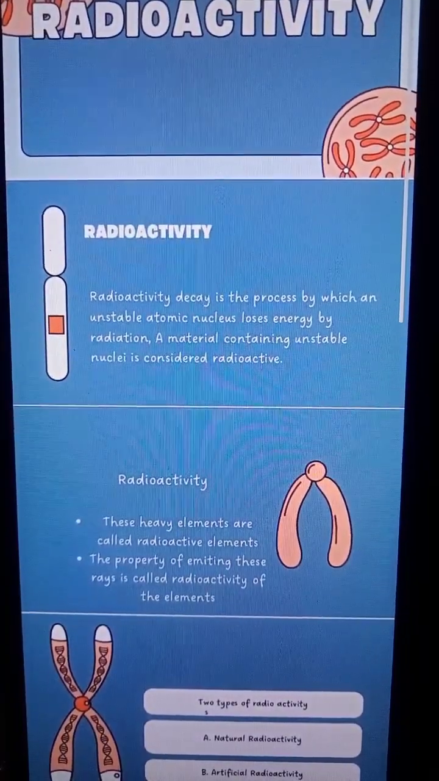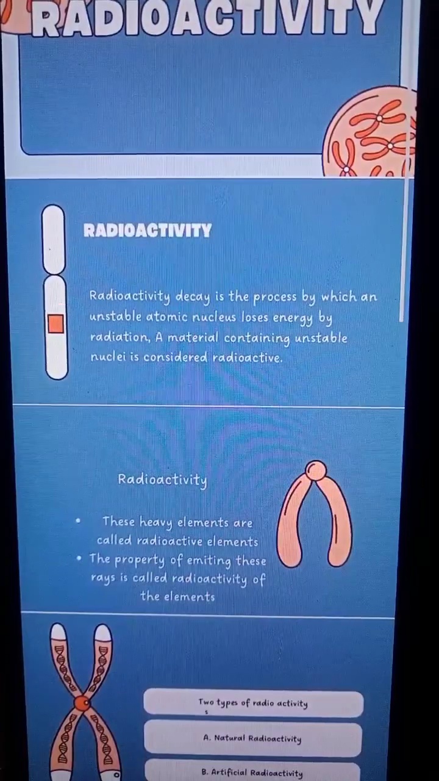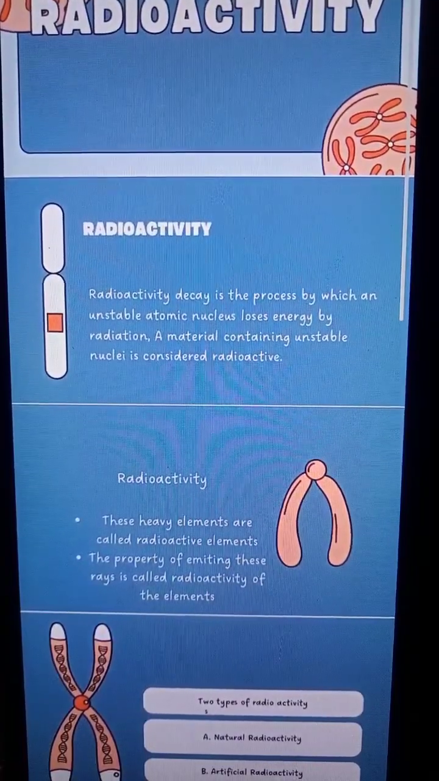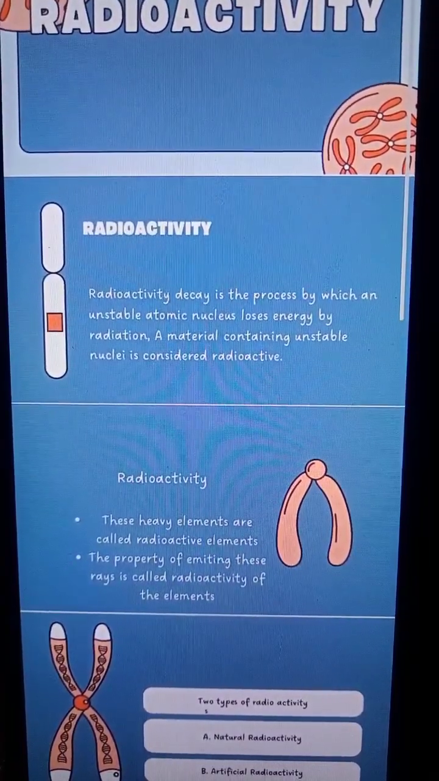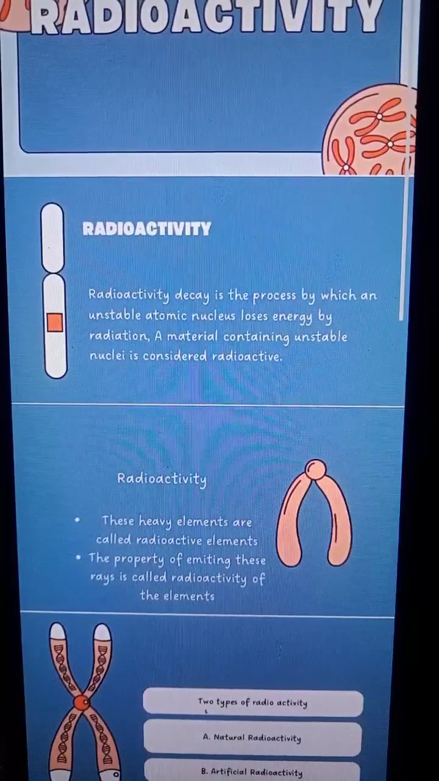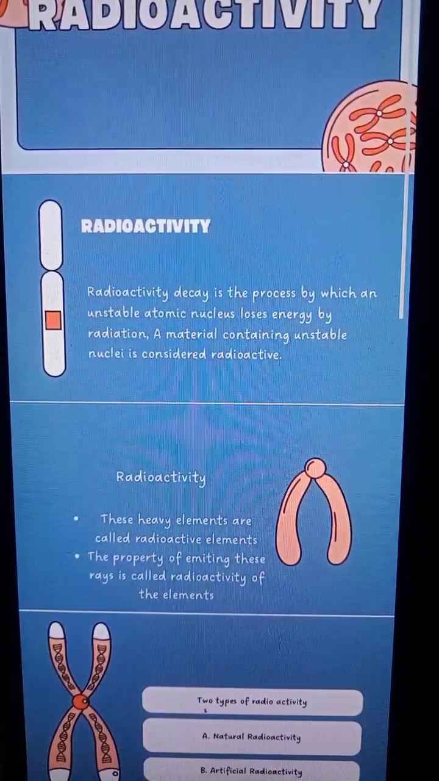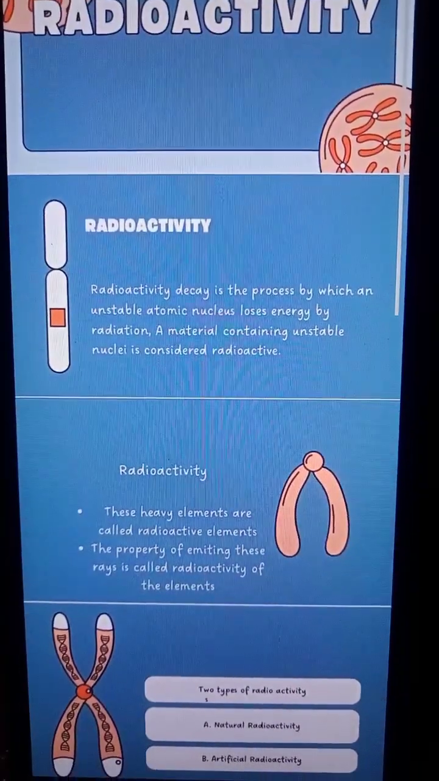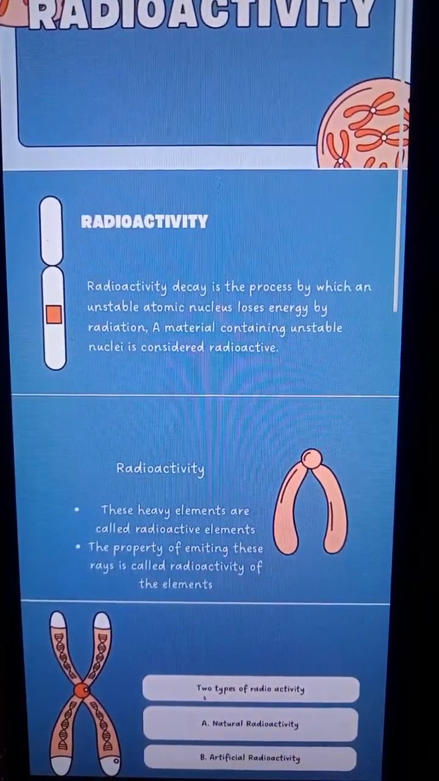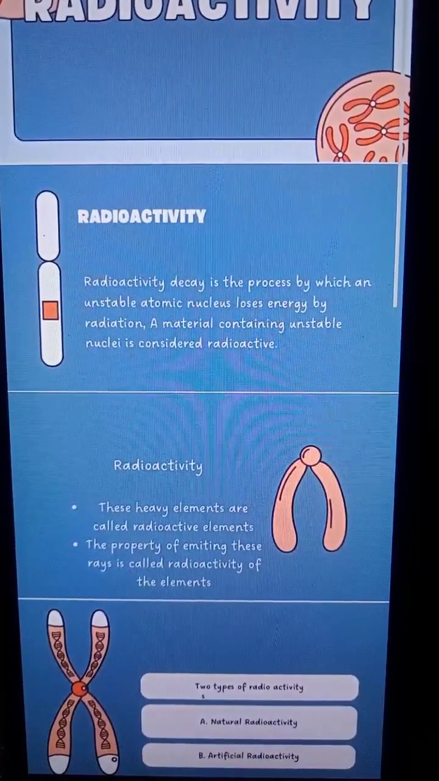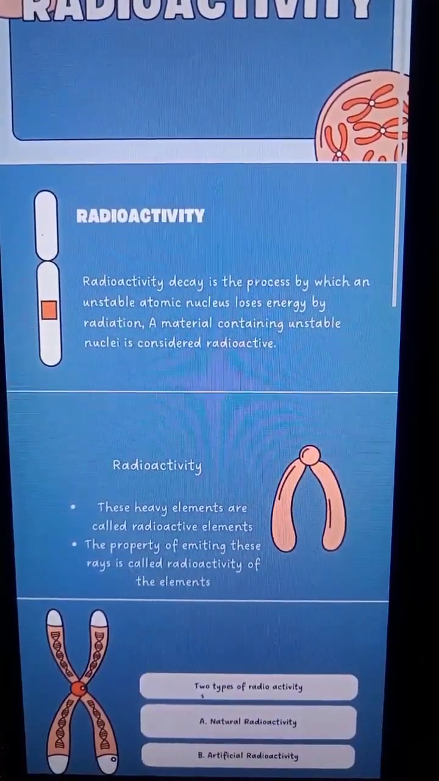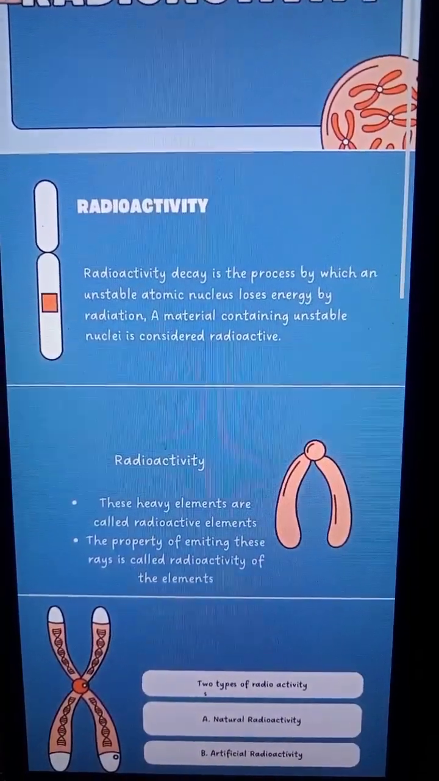So, these heavy elements are called radioactive elements. The property of emitting these rays is called radioactivity of the elements. And now we have two types of radioactivity: natural radioactivity and artificial radioactivity.